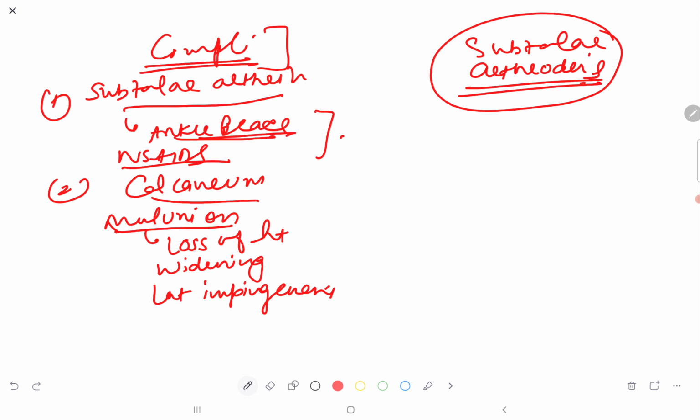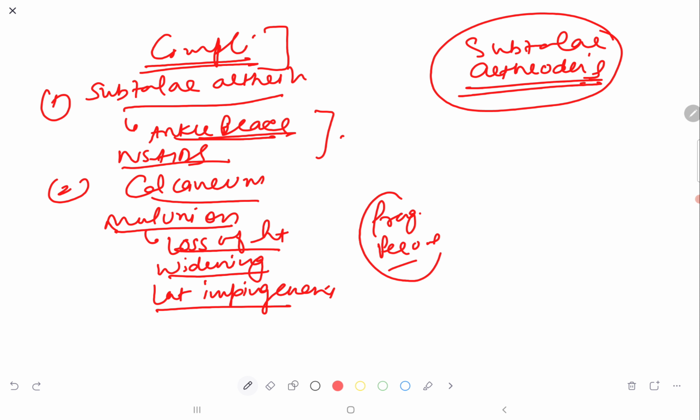Calcaneum malunion can occur because of loss of height, widening, and lateral impingement. In the calcaneum fracture, sometimes between the fragment and calcaneum, peroneal tendons can be there, so its impingement can also occur. Subtalar arthrodesis can be done in these cases. So this was all about calcaneum fractures.